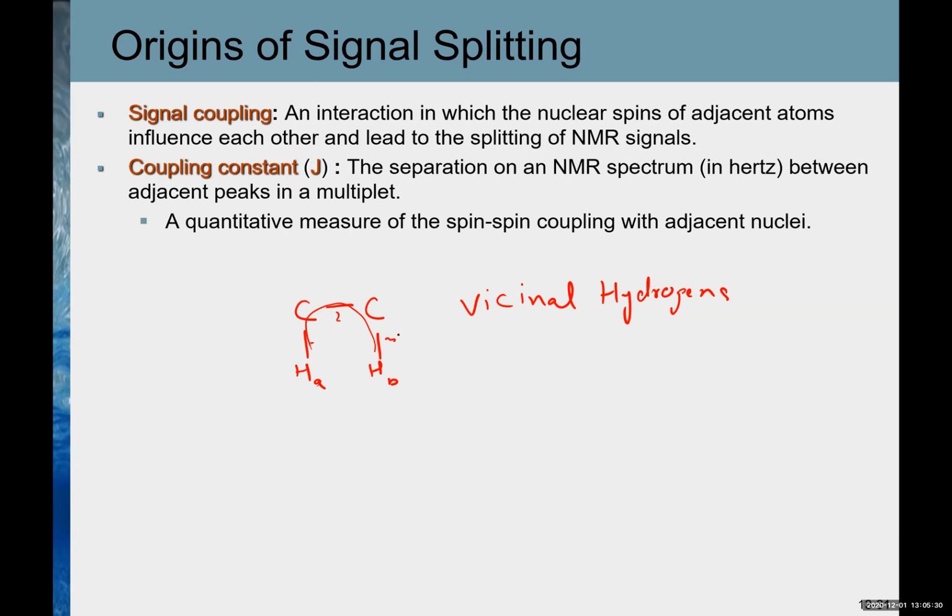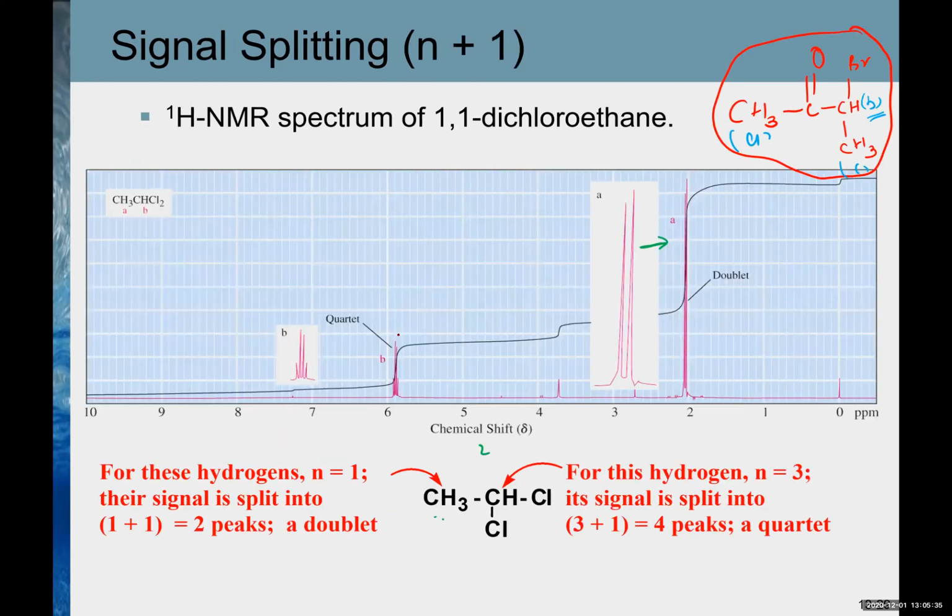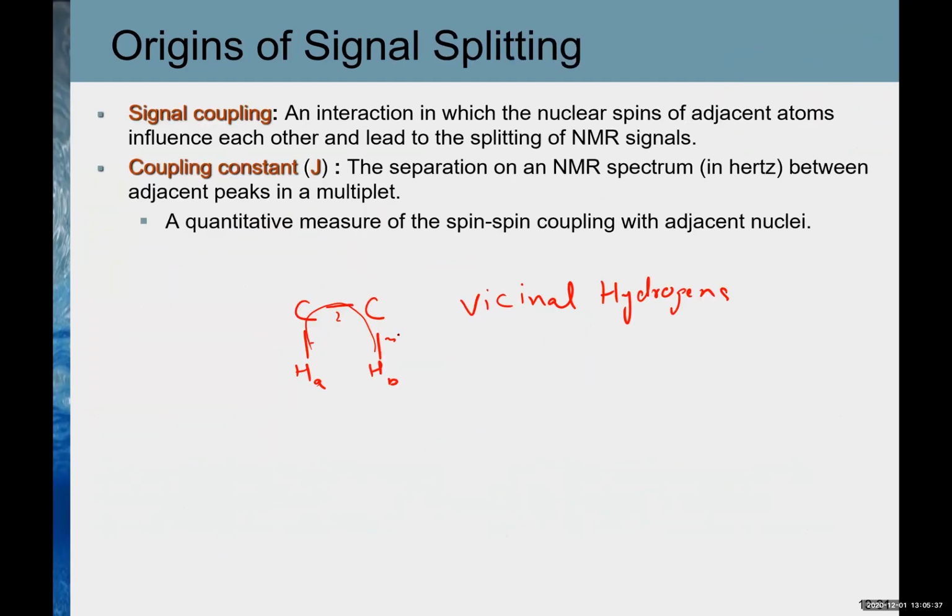So the splitting of this peak is because of vicinal coupling. How this happens, I'll explain in the next slide. But any question about what vicinal hydrogens are?